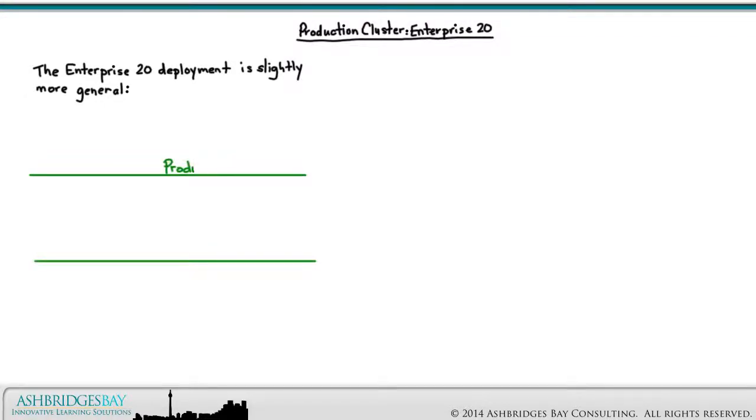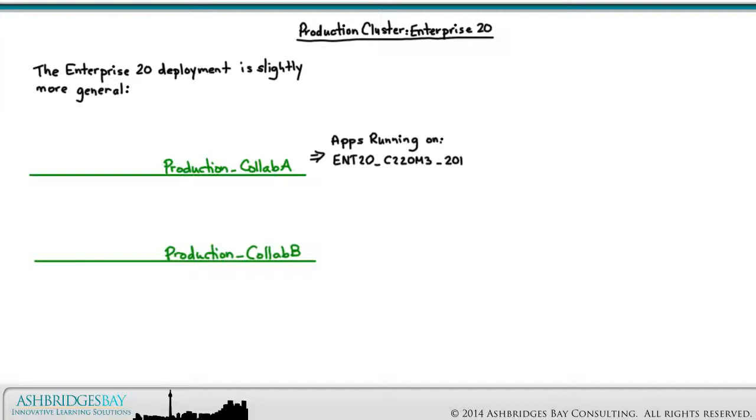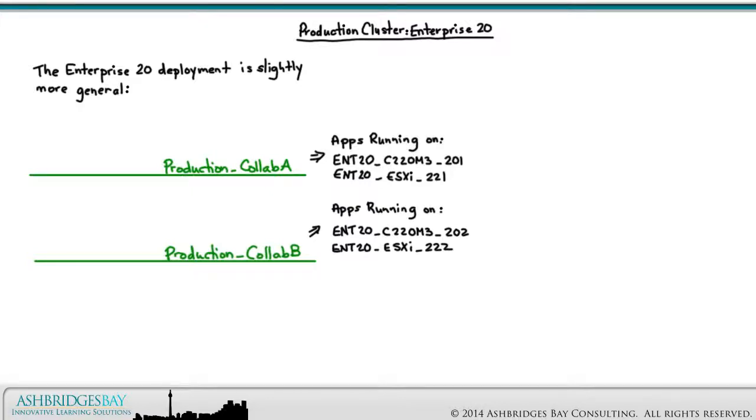Our Enterprise 20 deployment is slightly more general to illustrate aspects of larger environments. We are using both the Production Collab A and the Production Collab B VLANs. Apps on the Production Collab A VLAN are on our first server, Enterprise 20 C220M3201. Our ESXi host corresponding to this server will be Enterprise 20 ESXi 221. Apps on the Production Collab B VLAN will be on our second server, Enterprise 20 C220M3202. Our ESXi host corresponding to this server will be Enterprise 20 ESXi 222.